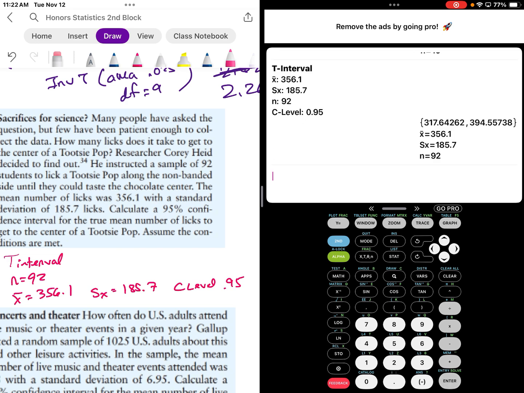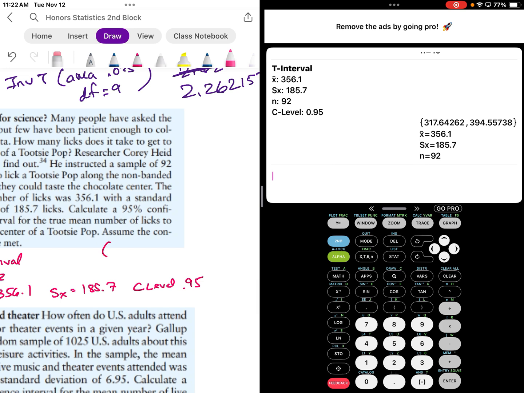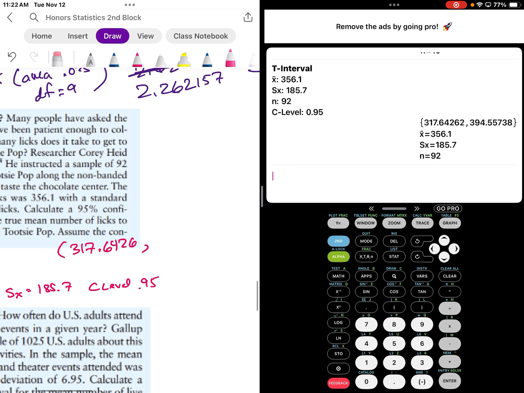Enter through. And this tells me that it's from 317.6426 up to 394.5574. So there's my confidence interval. Okay. Again, calculator features make it go a heck of a lot faster.